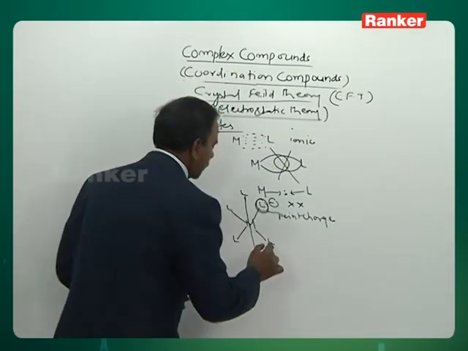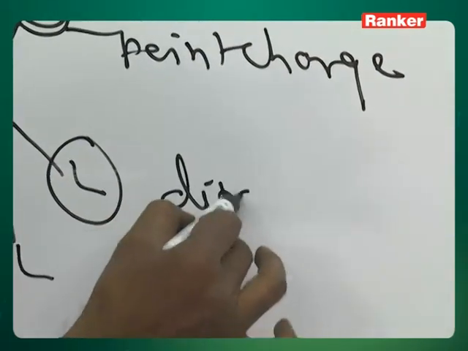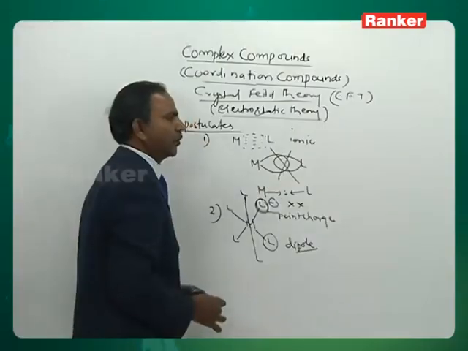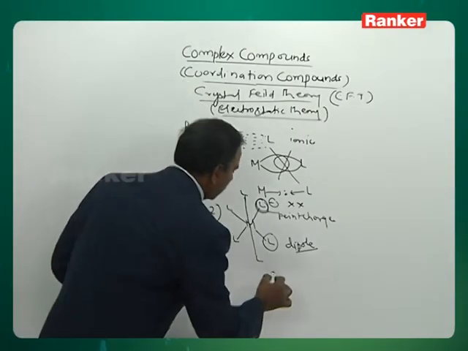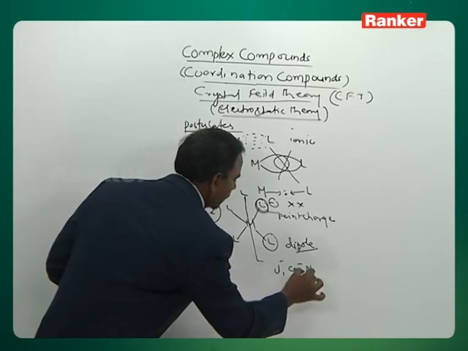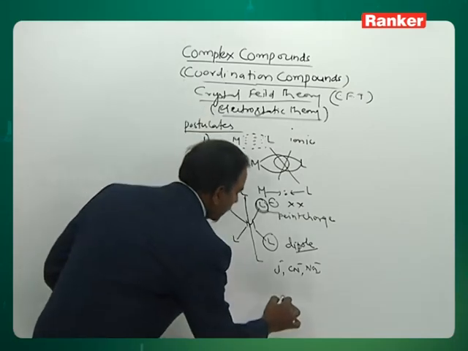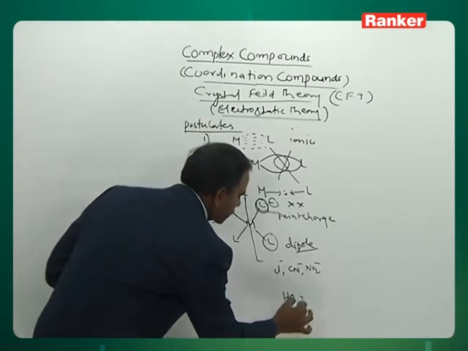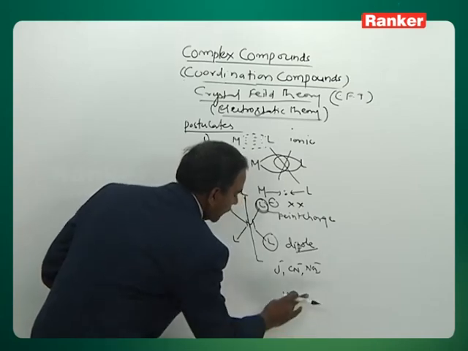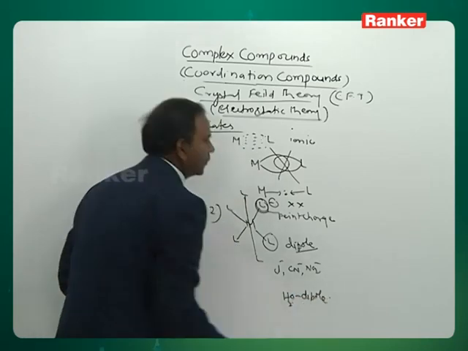Next, suppose you are considering a neutral ligand. A neutral ligand is considered a dipole. Negative ligands like Cl-, CN- or NO2- are point charges. Now if you take an aqua ligand like H2O, you can take it as a dipole.